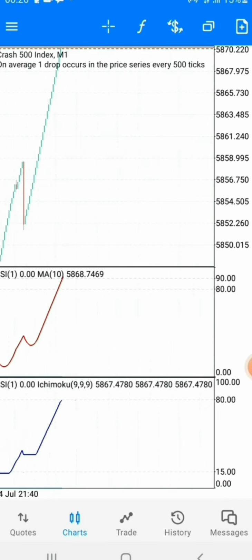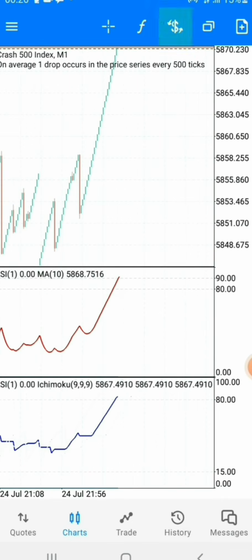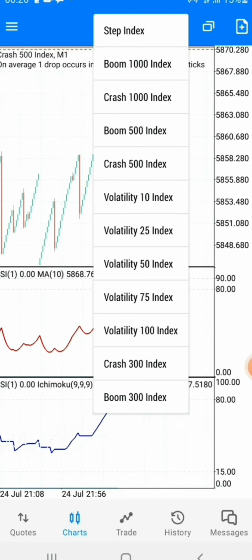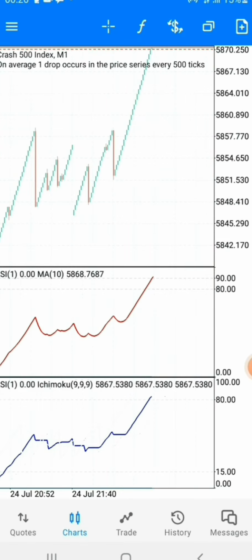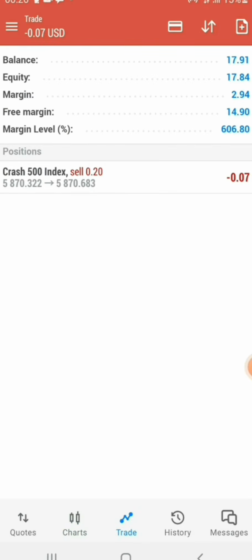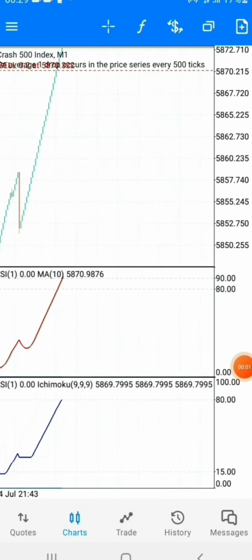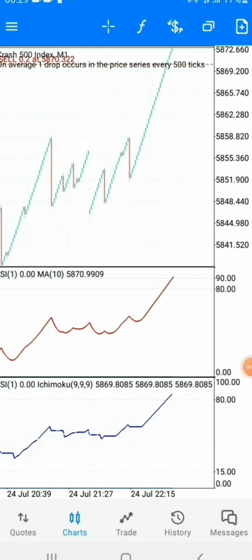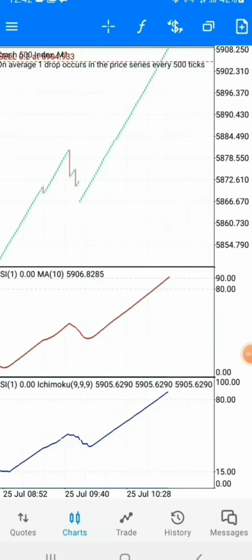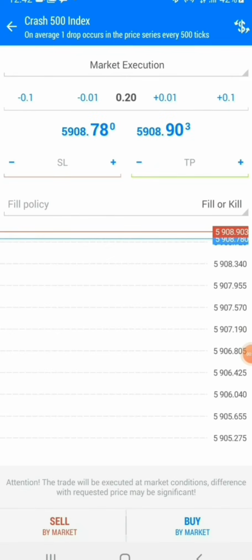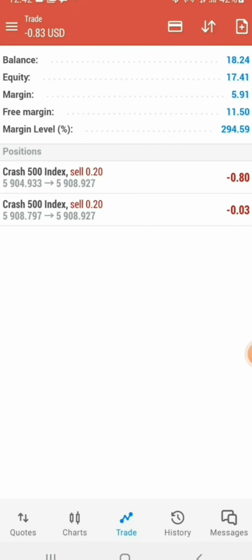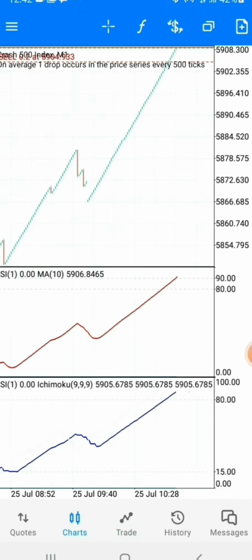So once I sell crash 500, if there's no spike happening within a few of the candlesticks formation, I'm going to wait for 5 candlesticks to form. Okay, immediately 5 candlesticks form and there's no spike, I am going to enter another entry. I'm going to give it another entry. As you guys can see right now, no spike has formed, so I'm going to give it another entry. There we go. So that makes it 2.